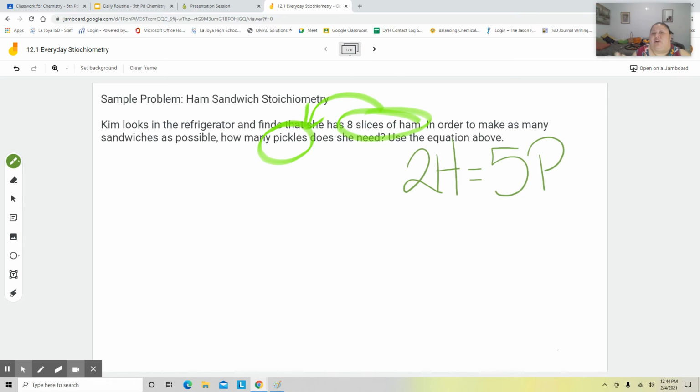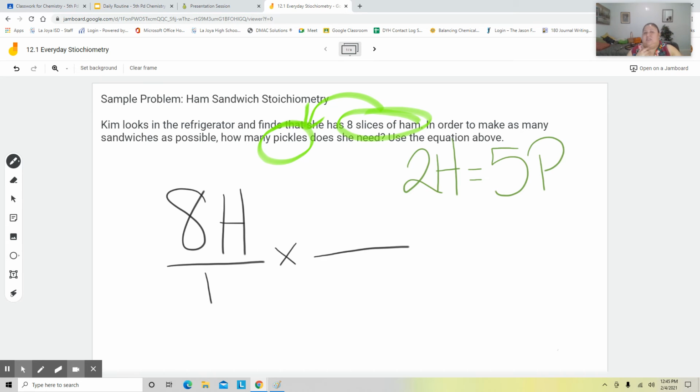So that's my conversion, right? That's going to change my ham into pickles. But I'm going to start with what they gave me in the problem. And what did they give me? What number? 8. 8 slices of ham. So I'm going to put that over 1. And the reason why I do over 1 is so that you can see, okay, if I'm going to cancel, where does H need to go in order to cancel?